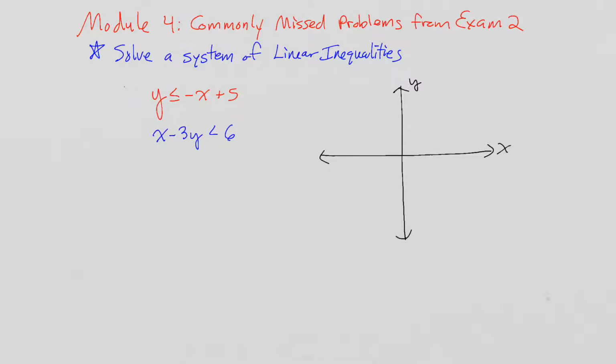Okay, this video is about Module 4, and we're going to talk about commonly missed problems from Exam 2. And the big thing is the linear inequalities. There's so many steps involved that it can be difficult for students. So let's take this one step at a time. I've color-coded my equations. So equation 1 is going to be red, and my inequality 2 is going to be in blue.